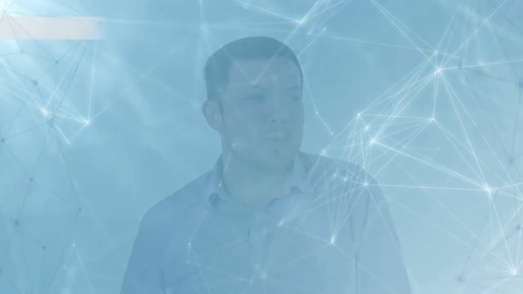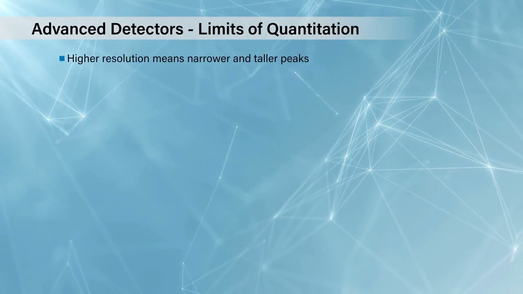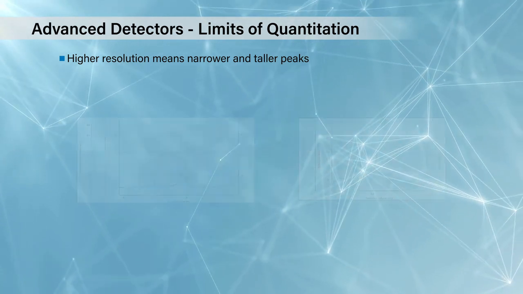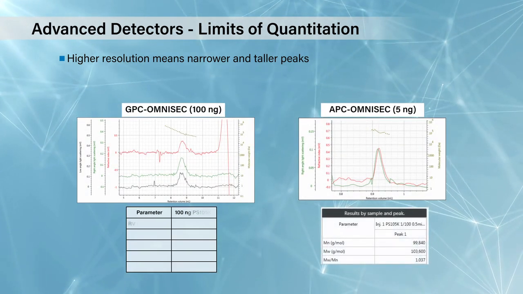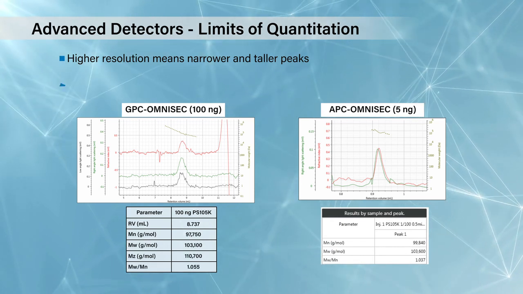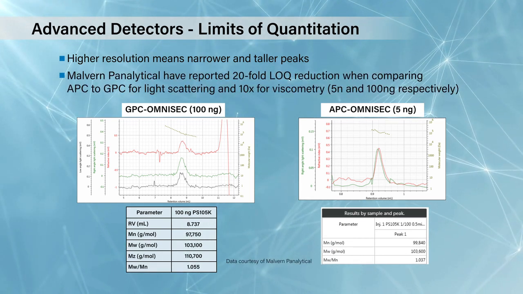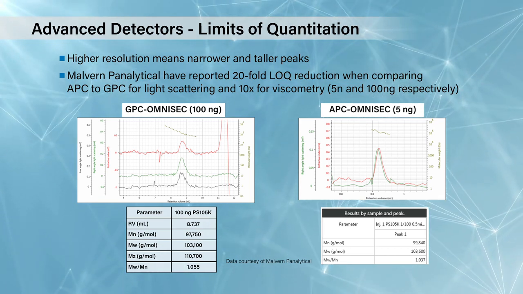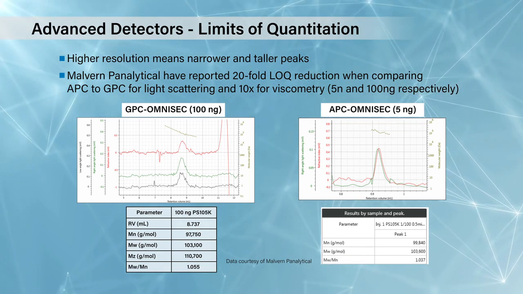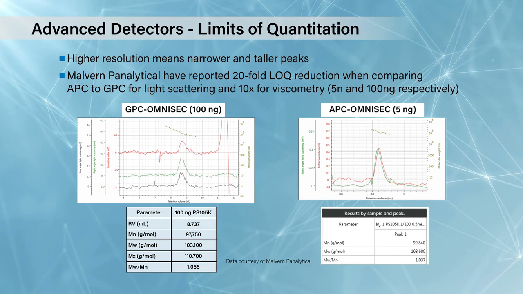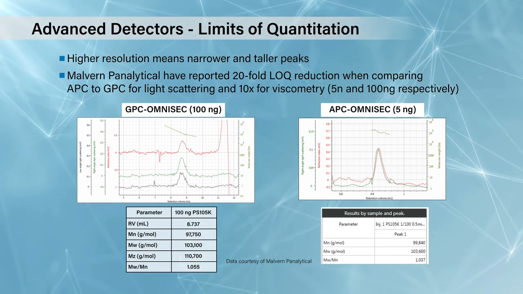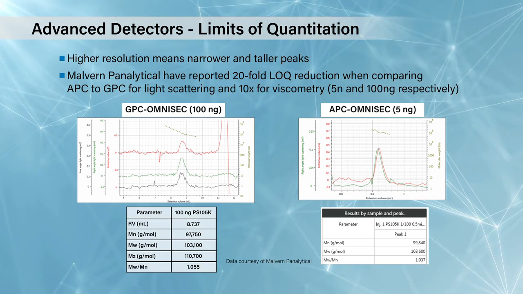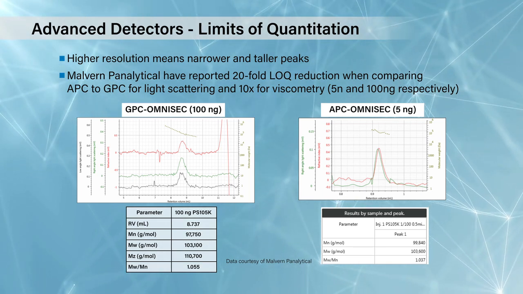because with the APC, you have this higher resolution, therefore you have narrow peaks, you have tall peaks. It reduces the limits of detection and quantitation for advanced detectors. So this is data which was presented by Malvern Analytical, and they've got a 20-fold reduction in the LOQ when comparing APC to GPC for light scattering, and 10-fold for viscometry. So this allows you to look at either much lower column loading to avoid any of those problems we saw in the previous slides, or also, of course, more sensitive to smaller quantities of material present. So, for example, looking at additives.